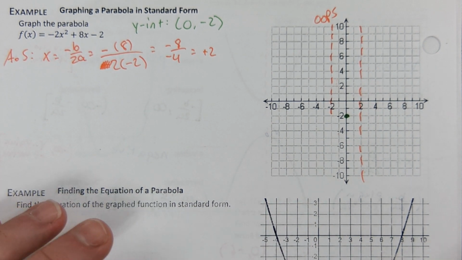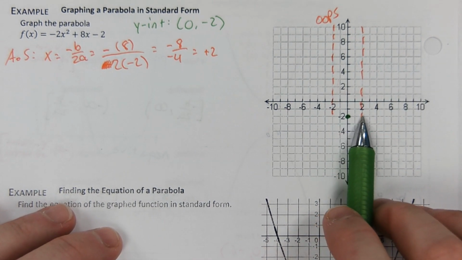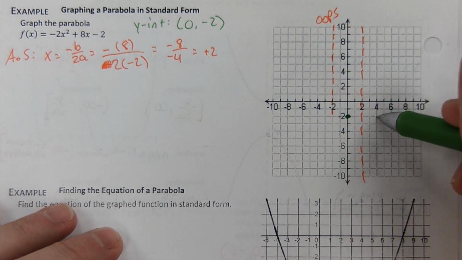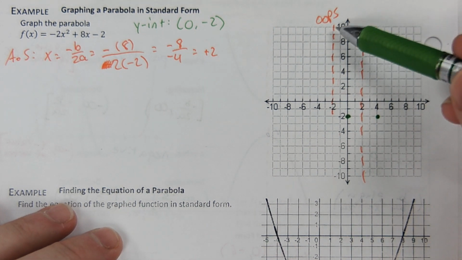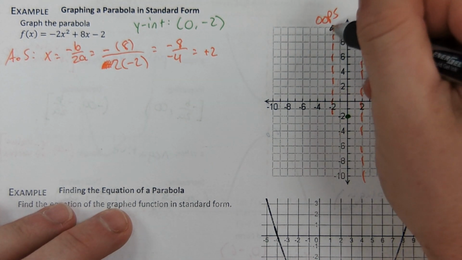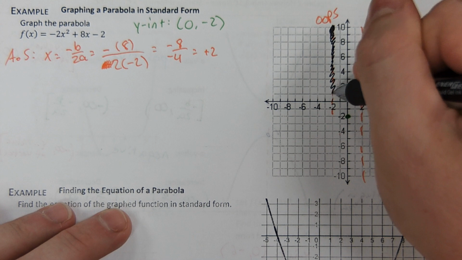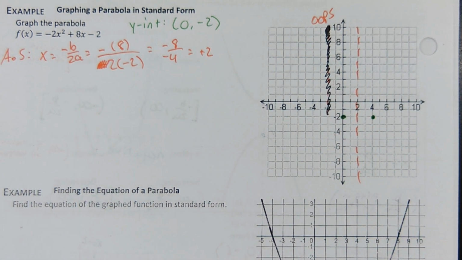Made a stupid mistake. Anyway, if this green dot is 2 to the left of this orange line, there's another green dot 2 to the right of the orange line. We will pretend this orange line doesn't exist. In fact, get out of here. It doesn't exist. We know that our vertex is going to be at 2, something. We know that.